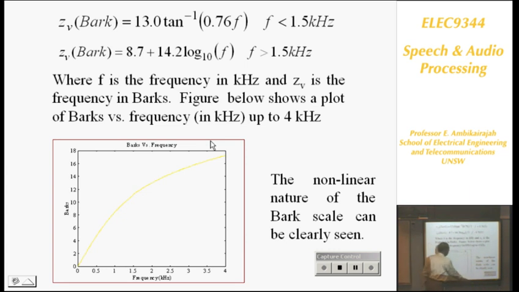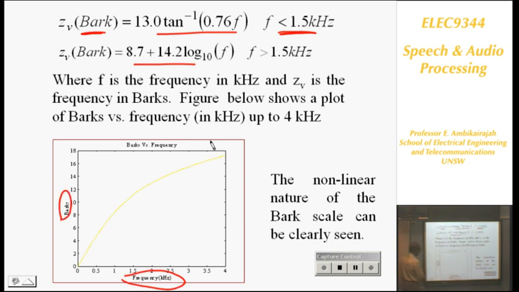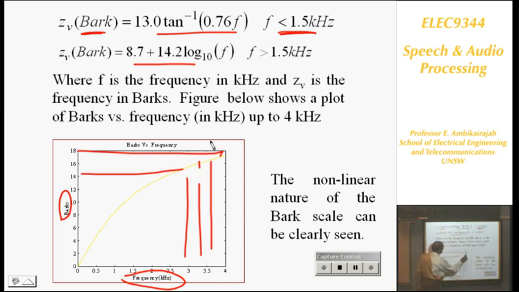So here's an equation if you want to work out what's Bark and what's frequency. Anything below 1.5 kilohertz, you use that equation. Anything above 1.5, you use this equation. If you plot it, they are not linear. You can see frequency in hertz and frequency in Bark here. When you reach that frequency region, there's not much movement, so they're all compressed here. Whereas in the low range they're linear, and then they follow a log. Okay? So that's the scale you used to use.